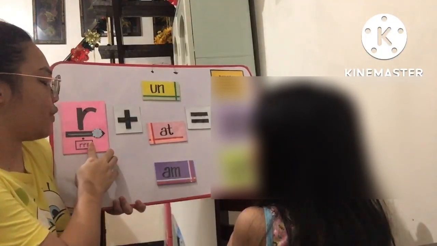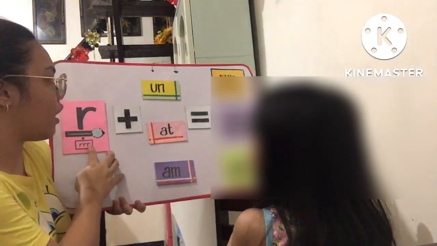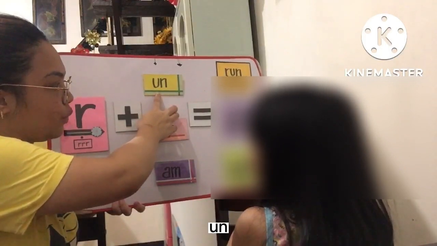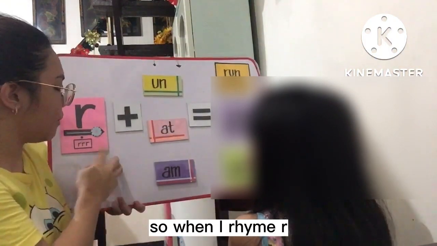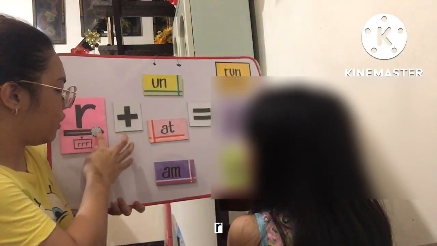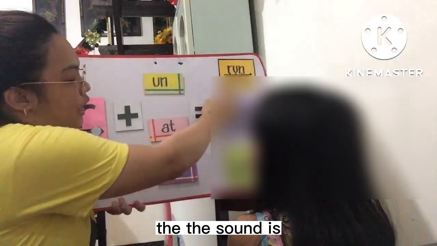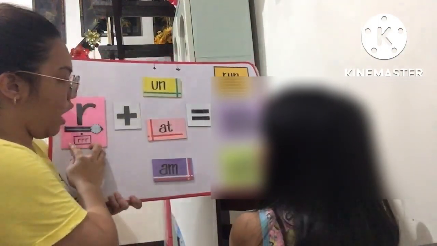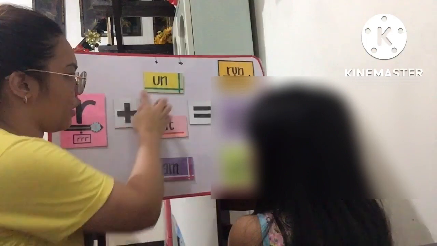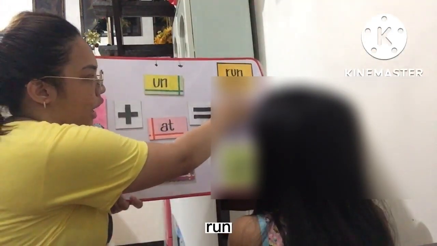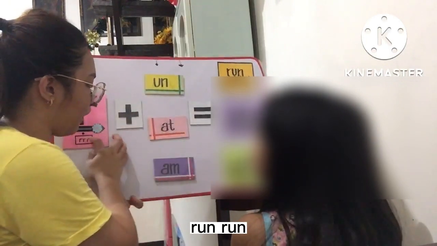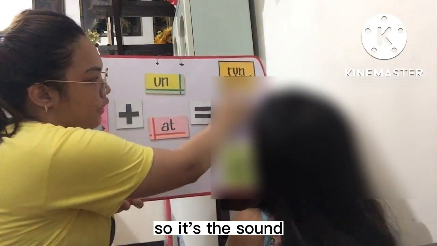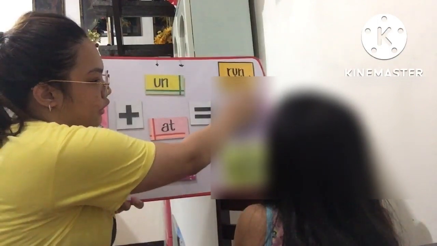So I'm going to rhyme R with an. What am I going to rhyme? R with an. So when I rhyme R with an, the sound is run. R and an, R an. The sound is run. So what's the sound? Run. Say it fast. Run.